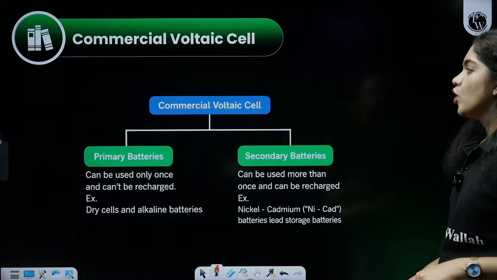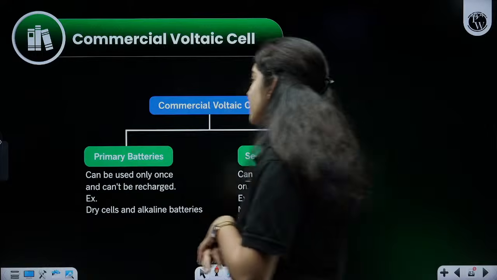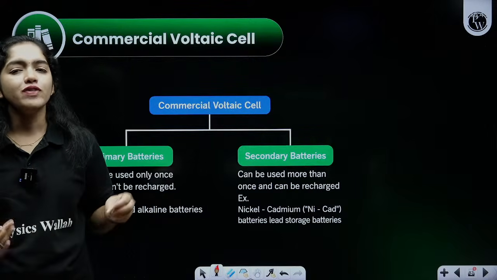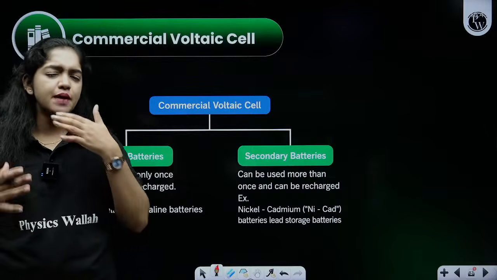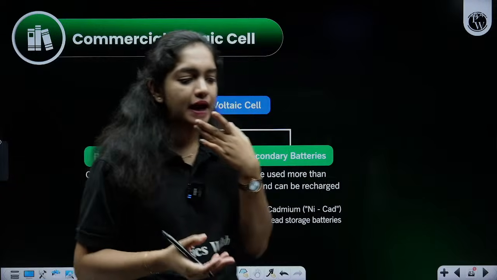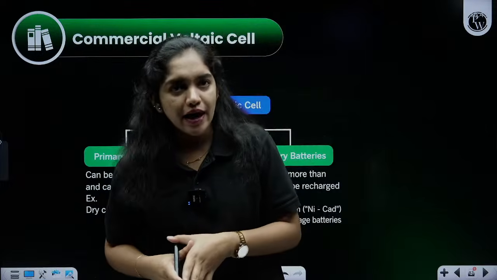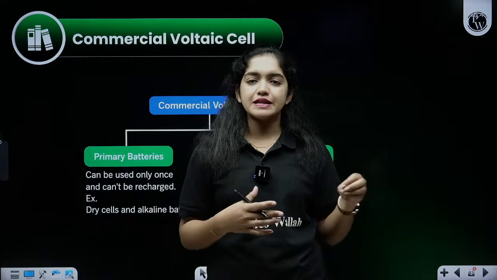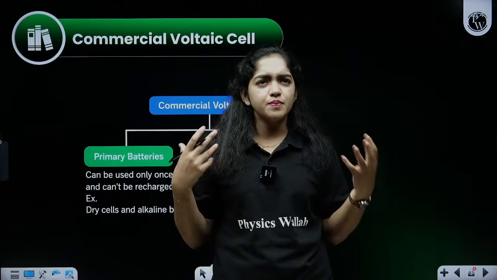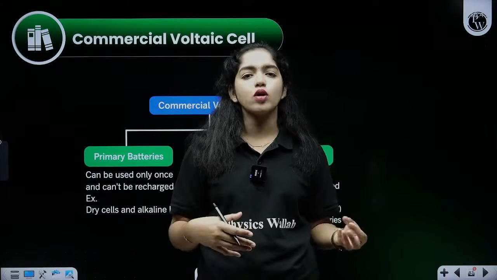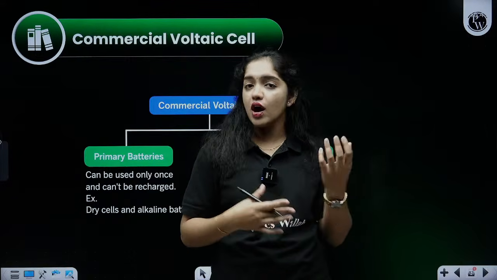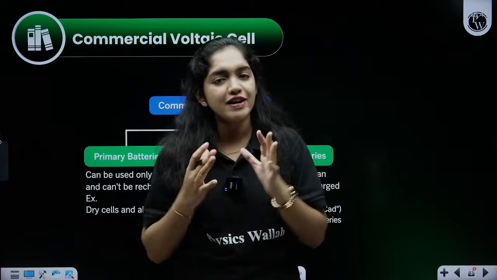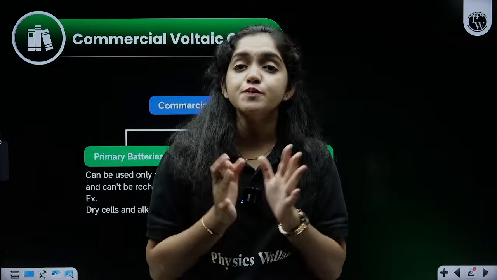Now, commercial voltaic cells. We are going to the last topic of this chapter, that is batteries. Before that, the term battery is familiar to you, right? We use different kinds of batteries in our home for different purposes, in our vehicles, in buses, cars, scooties, even in torches, toys, and watches. The watch we are wearing has a battery, right? So we use different kinds of batteries in our daily life. But there are different types of batteries also.